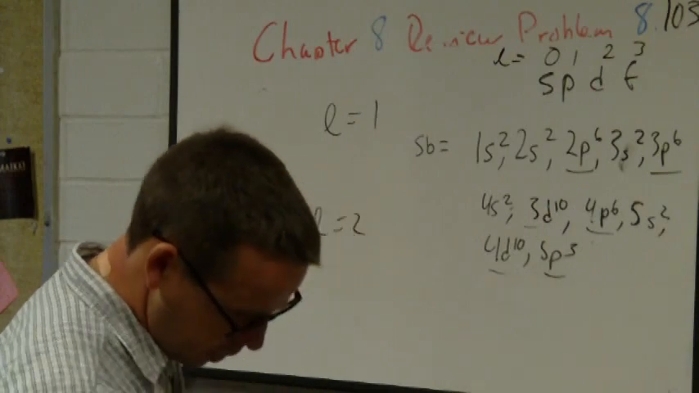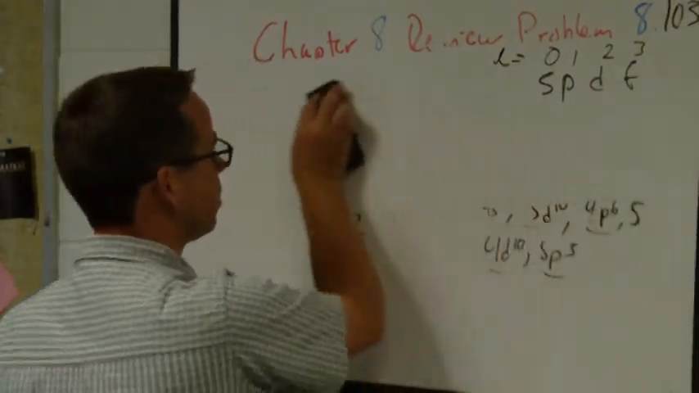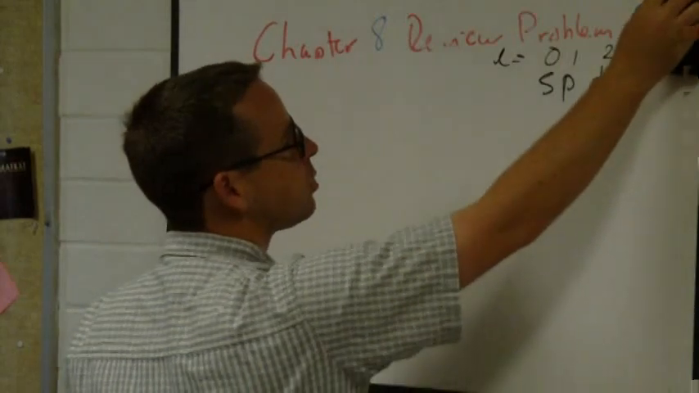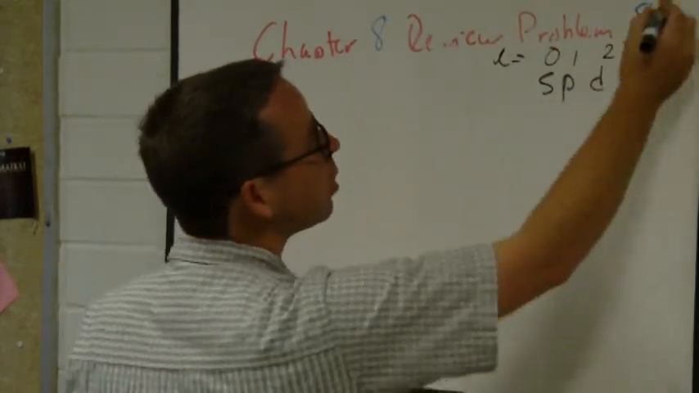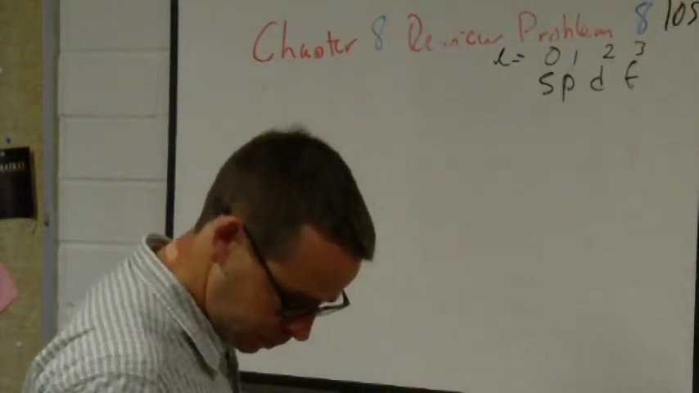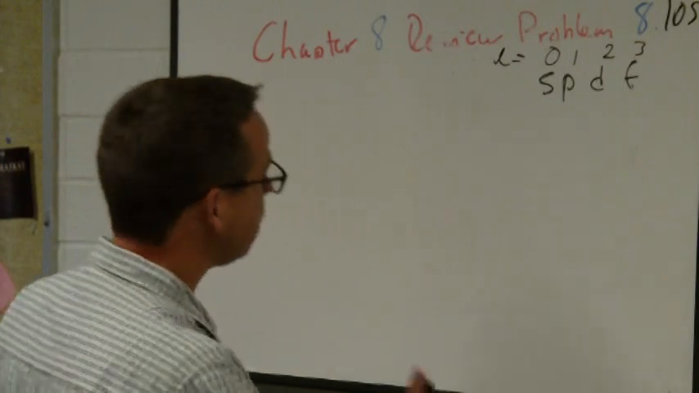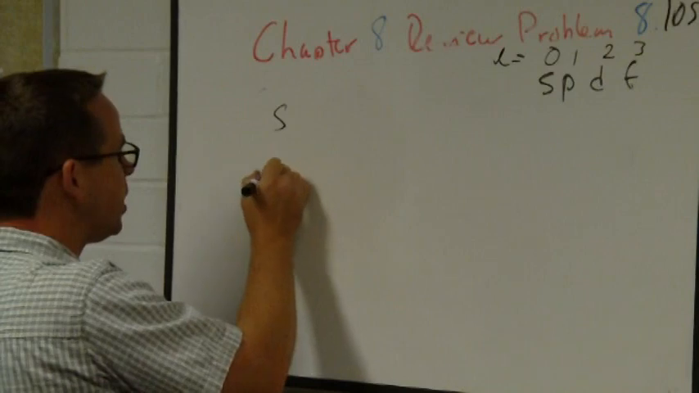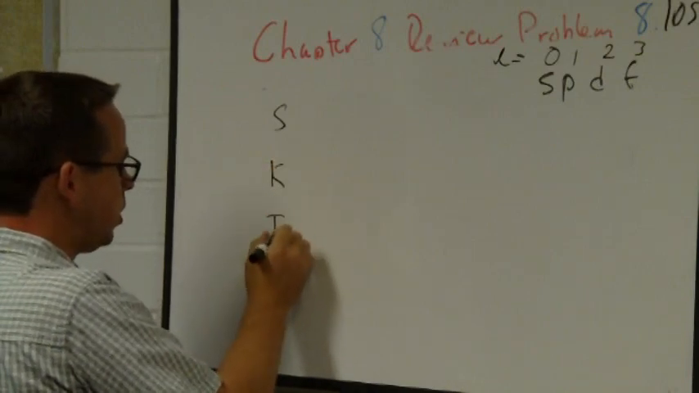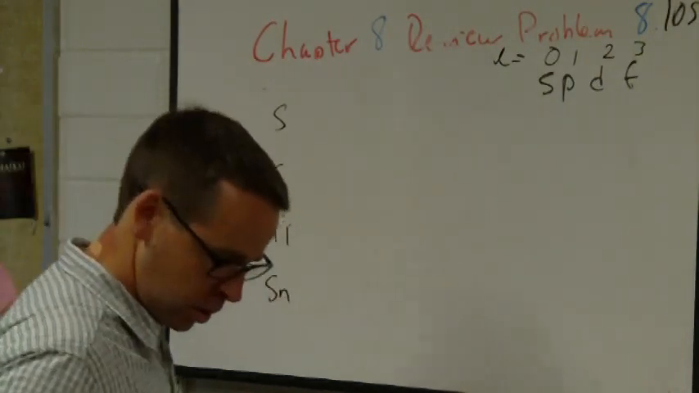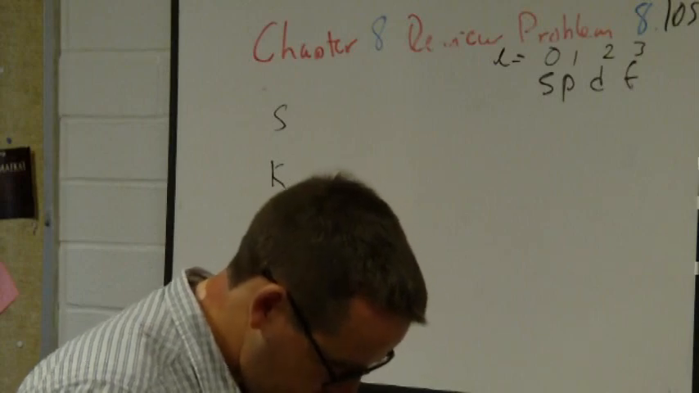Given the electron configuration for these elements: sulfur, potassium, titanium, and tin. Give the electron configuration.